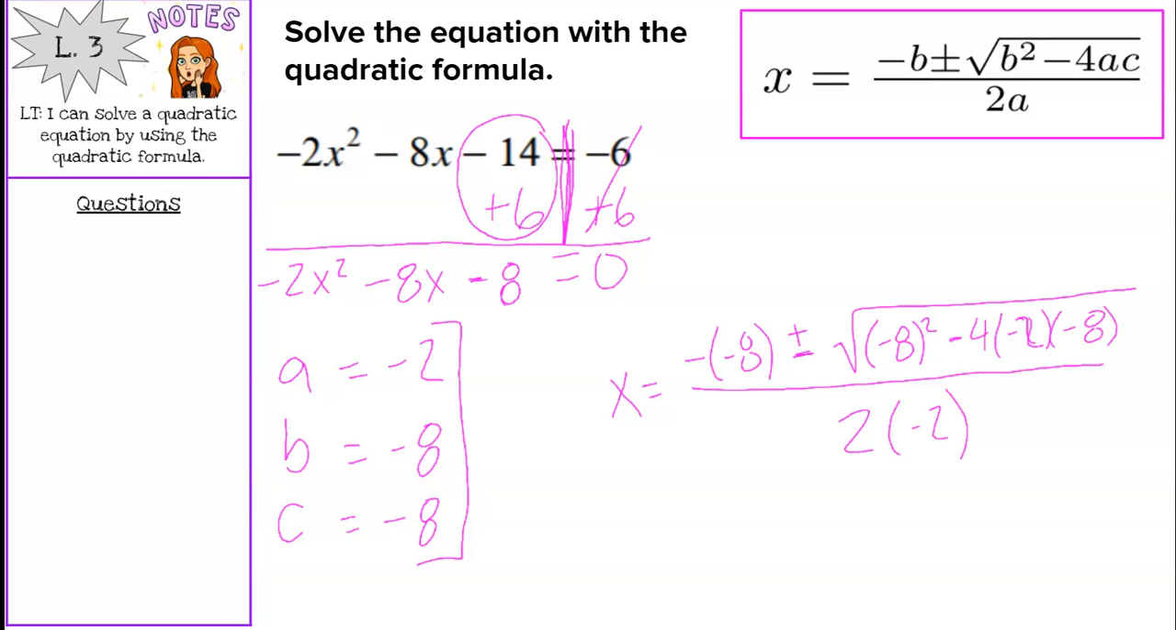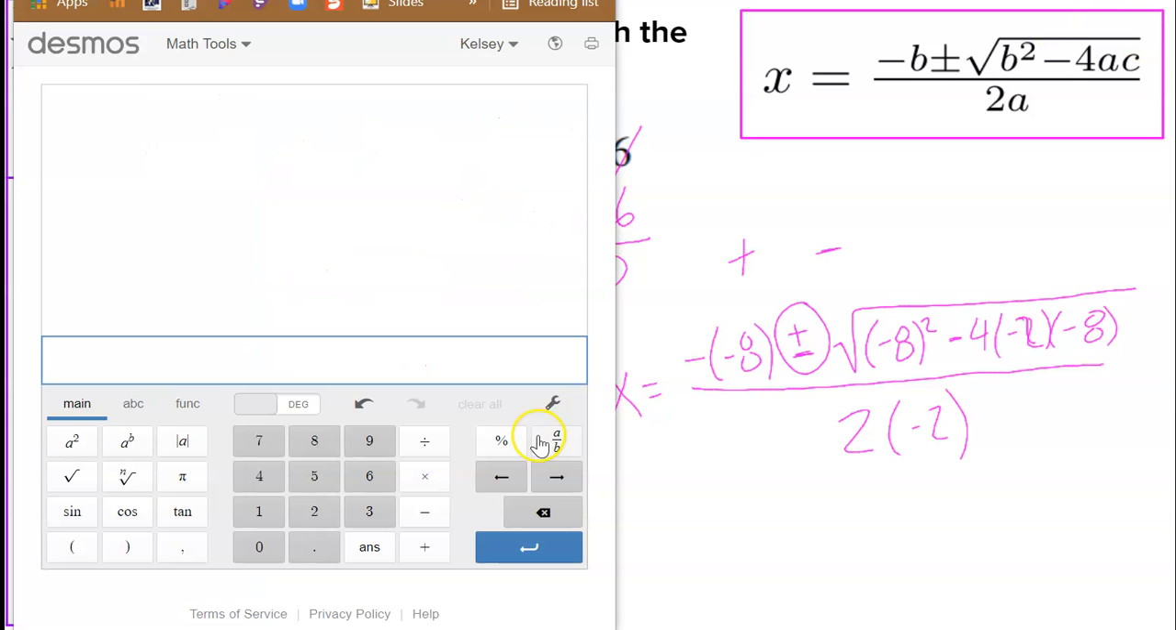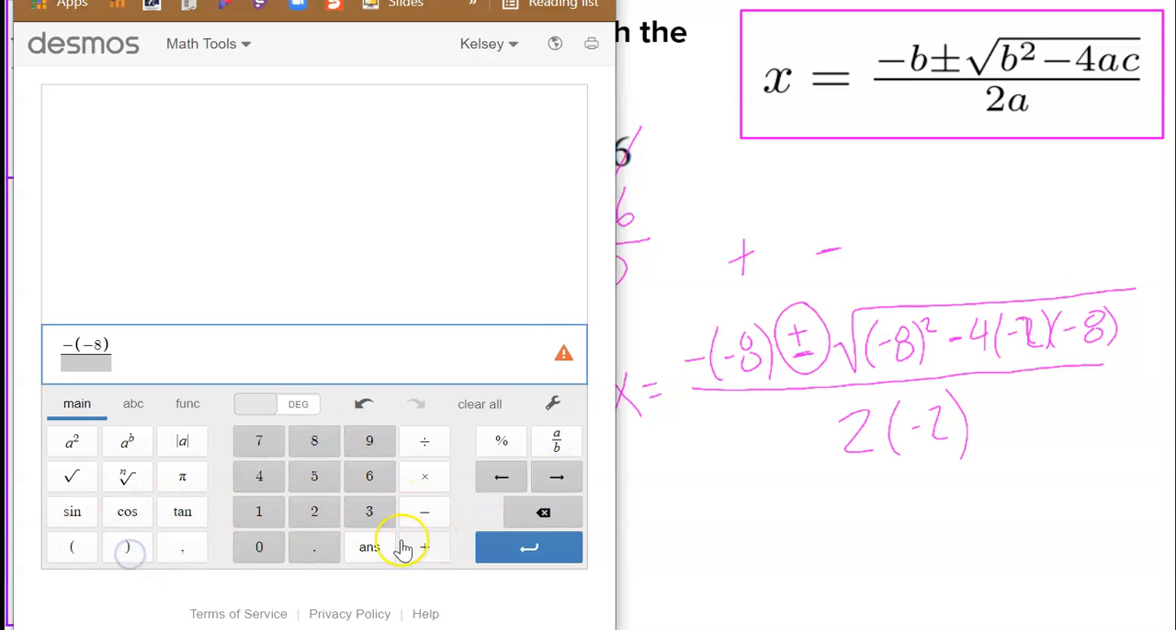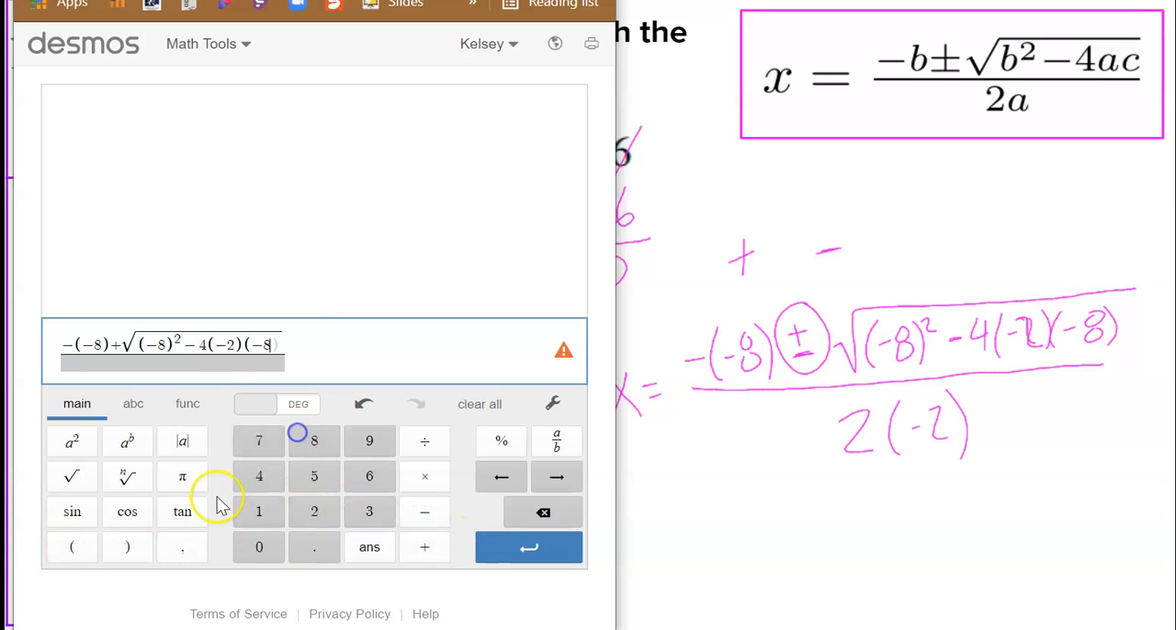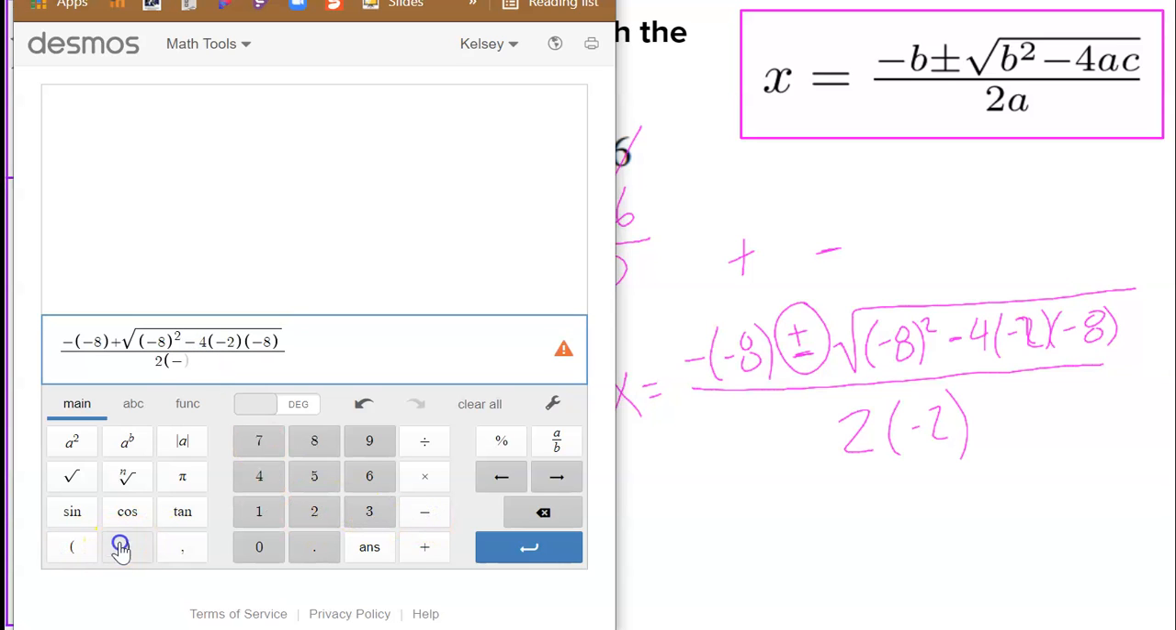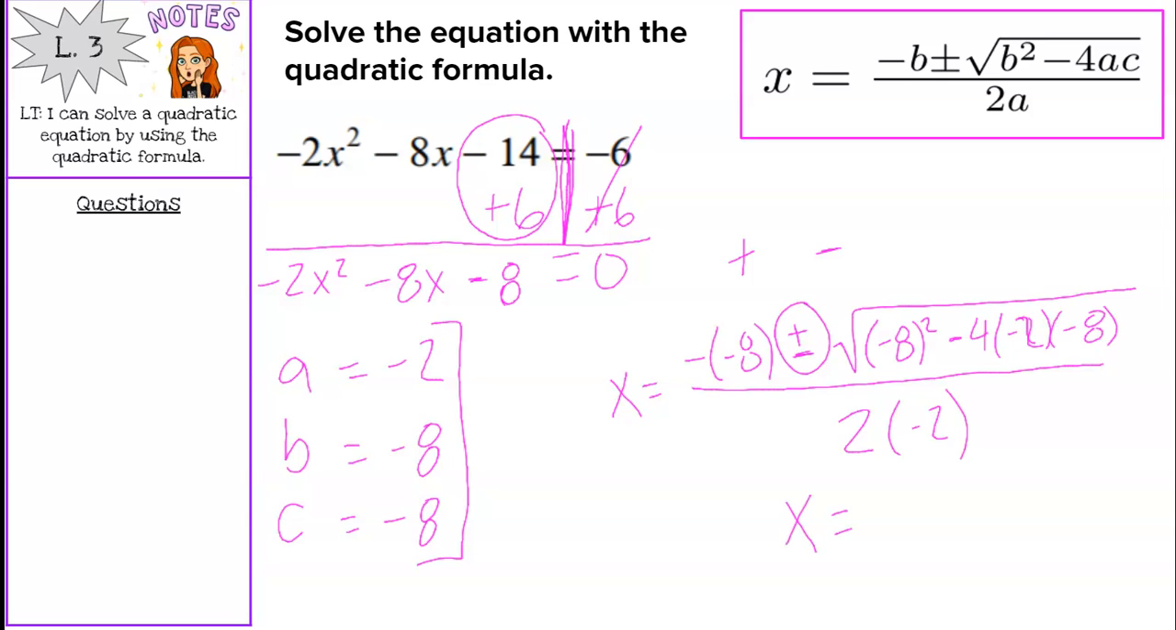And then again, we're just going to plug this into our calculator. Reminder, we have to do both the plus and the minus. So again, we get our fraction, negative 8 in parentheses. I'm going to start with the plus version, square root of negative 8 squared minus 4 times negative 2 times negative 8. And then on the bottom, 2 times negative 2. And then we get the answer of x equals negative 2.